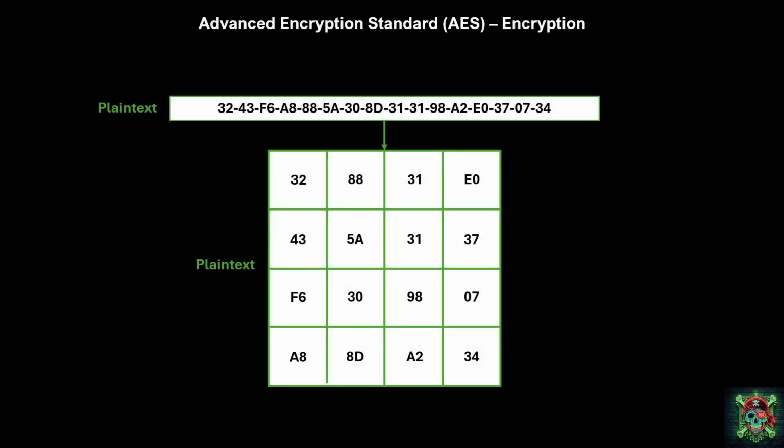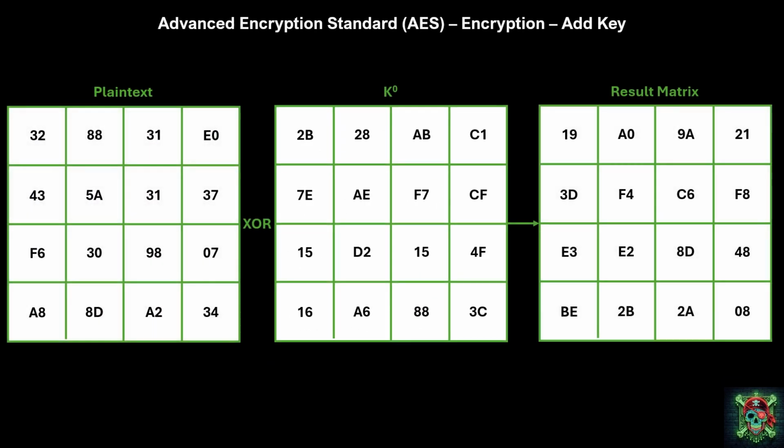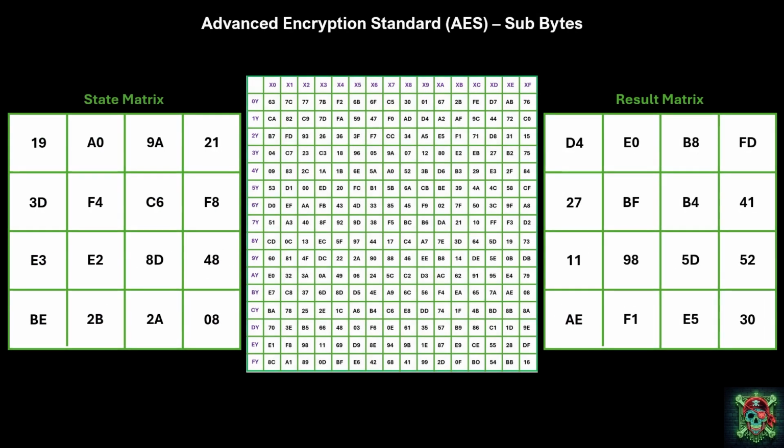Here we have 128 bits of plaintext, again represented in hexadecimal, and then transferred into a state matrix. Before we begin the first round of encryption, we need to apply the initial key, K0, to our plaintext by using an XOR operation. This gives us the result matrix, which is then ready to begin the 4-step process of each round. The first step of each round is SubBytes, in which each byte is substituted using the S-box. The process of substitution is identical to when we were doing the key expansion.